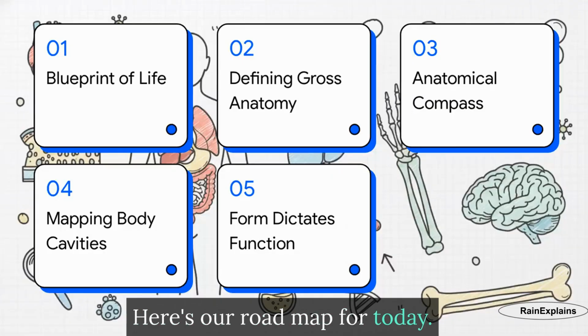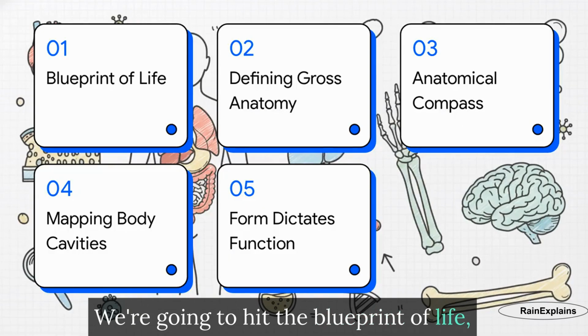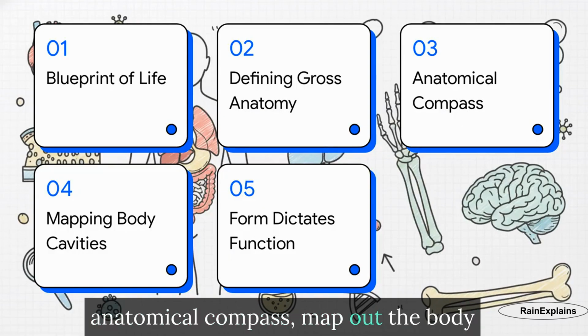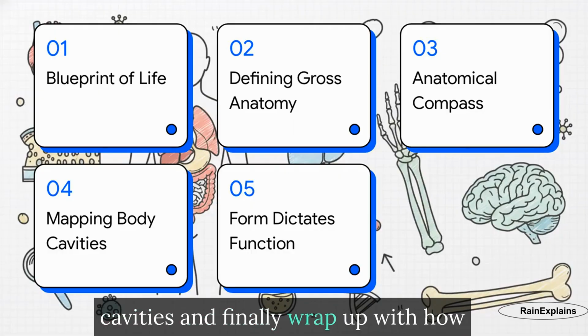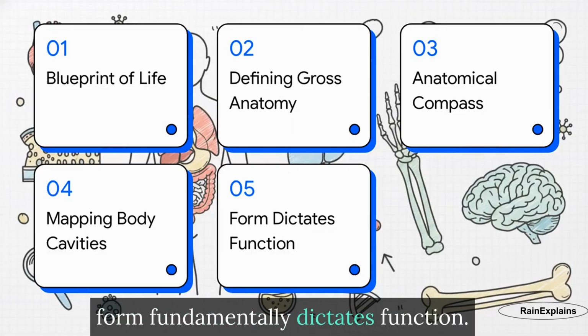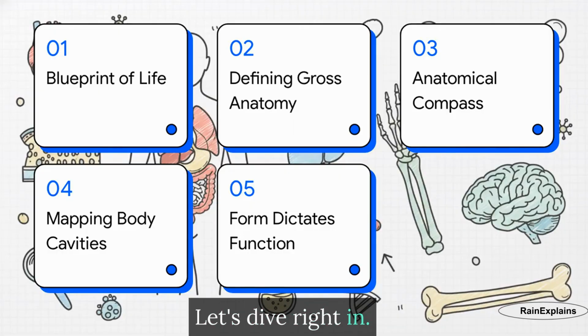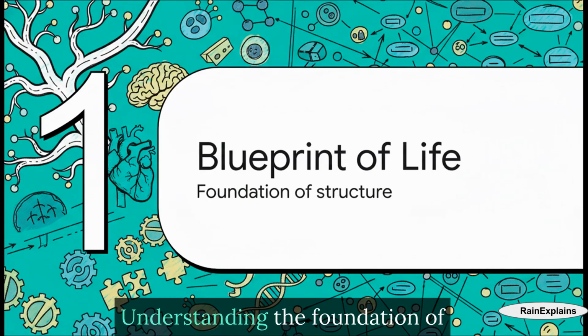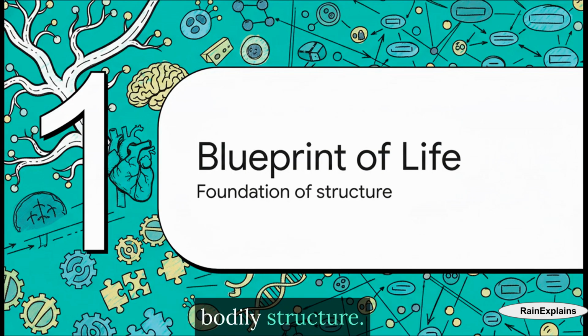Here's our roadmap for today. We're going to hit the blueprint of life, define gross anatomy, set up our anatomical compass, map out the body cavities, and finally wrap up with how form fundamentally dictates function. Let's dive right in. Section 1. The Blueprint of Life. Understanding the foundation of bodily structure.